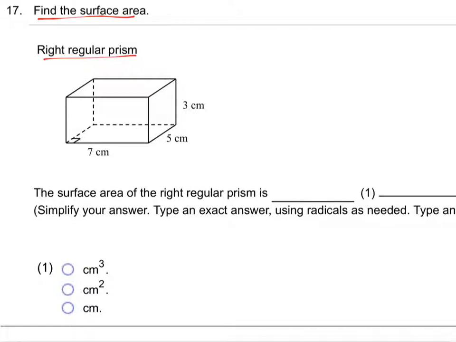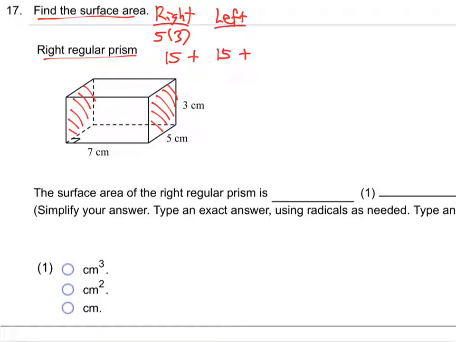Let's start with the right side here. So here's the right. So I'm going to start with the right side. And what's the right side? It's 5 times 3, which is 15, plus the left side over here. That's going to be the same, another 15. And then we can do the top. Doesn't matter what order you do these in.